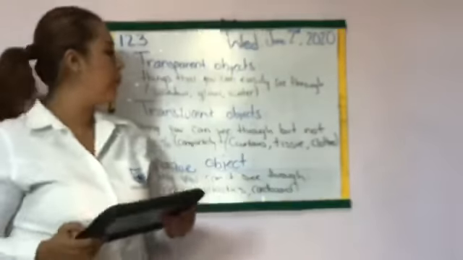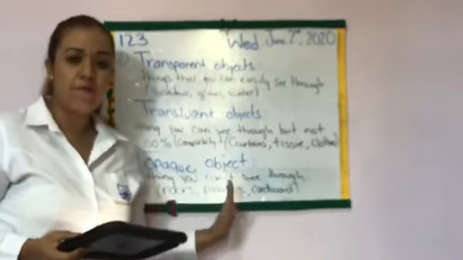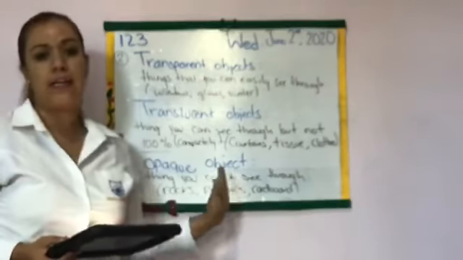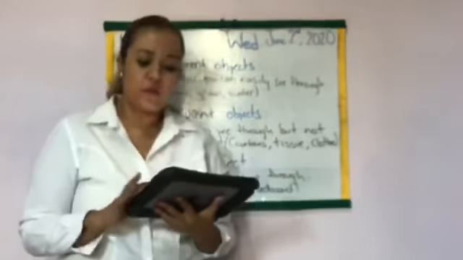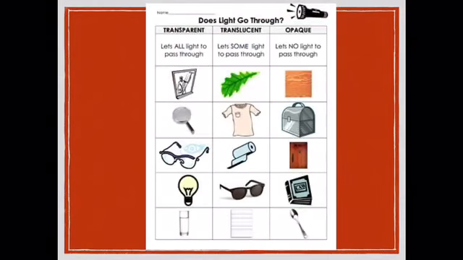It's very simple. All you have to do is check and make sure that the descriptions that are here are exactly the same in real life. So if you want to check them, you may do so. All right, now it's time to check this activity. Here are transparent, translucent, and opaque objects. All of these are classifications of how light goes through.